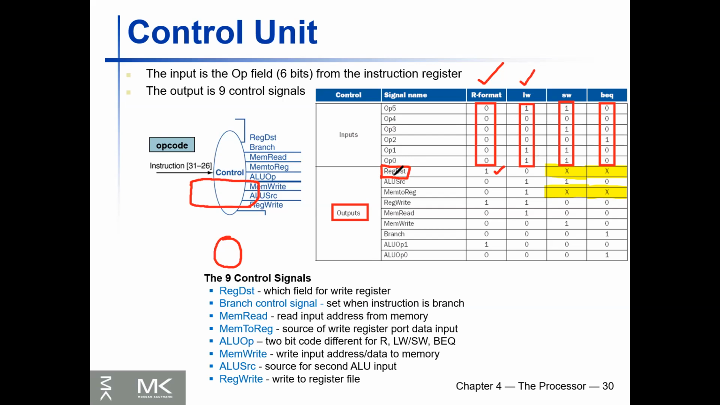No. So that's why it is 0. The registered destination is what, basically? Which type of signal is this? You can check it. See, registered destination. I think it's better if we just read this first. Registered destination, which field of the right register? Branch control signal, set when instruction is branch. Okay, it will be just one. Then ME, memory read, input address from the memory. Next, memory to register, source of the register. Port to where are these, basically?